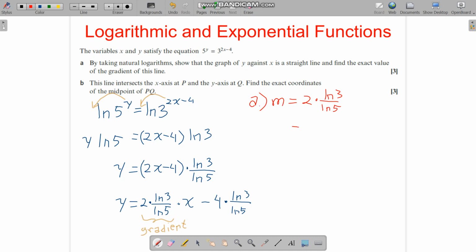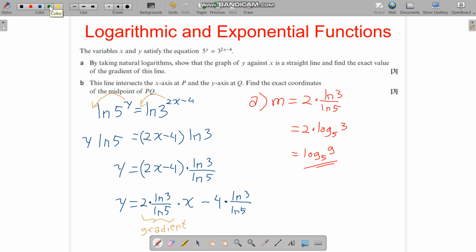Well, it's actually also equal to 2 times log 3 base 5, or we can also say it's log of 3 squared, which is 9, base 5. So all possible for part A.